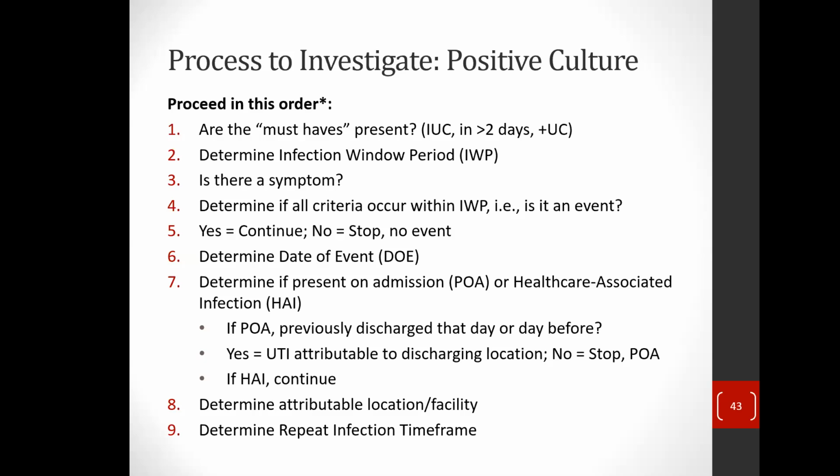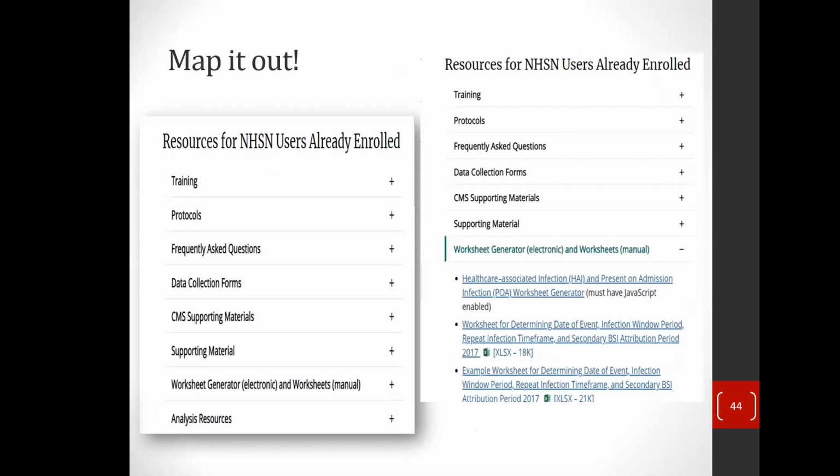If you do believe there's an event, then you need to determine that date of event to determine whether it is present on admission or healthcare associated. And then you need to know the location to attribute it to. And if it is present on admission, you don't go any further. Otherwise, you do attribute it to a location and then determine the repeat infection time frame. One thing I do need to say here, though, is that a present on admission UTI does start a repeat infection time frame. Map it out. I can't say that enough.